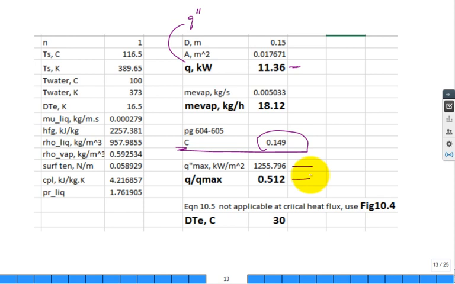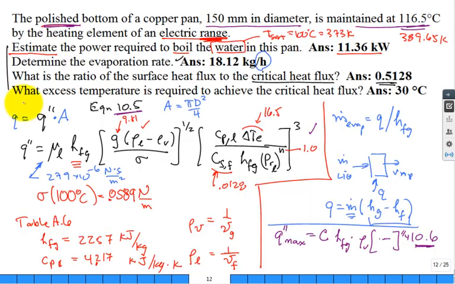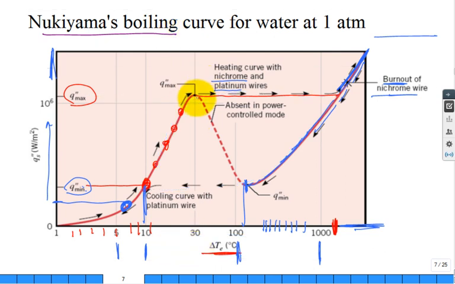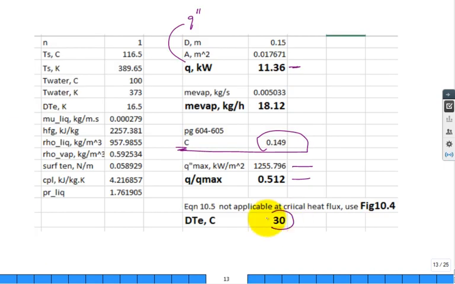All right. The last part of the equation, it says, what excess temperature is required to achieve the critical heat flux? This one, you really don't use an equation for it. What you do is you go back to the plot, and this is Nukiyama's pool boiling curve for water at 1 atm, and we're doing water at 1 atm, and you say, at this maximum, what is our excess temperature? And you just read it from the figure. It's 30 degrees C. Okay. All right. Any comments on that problem?